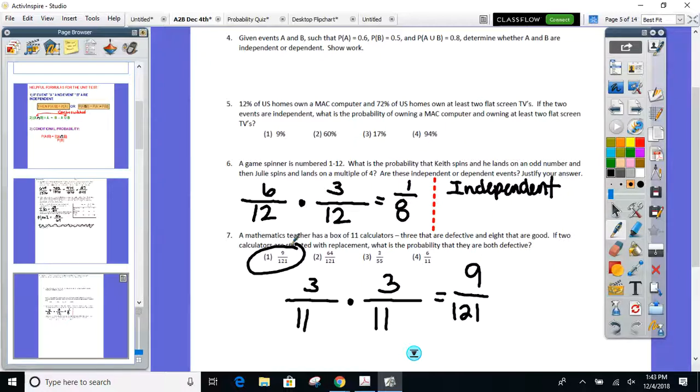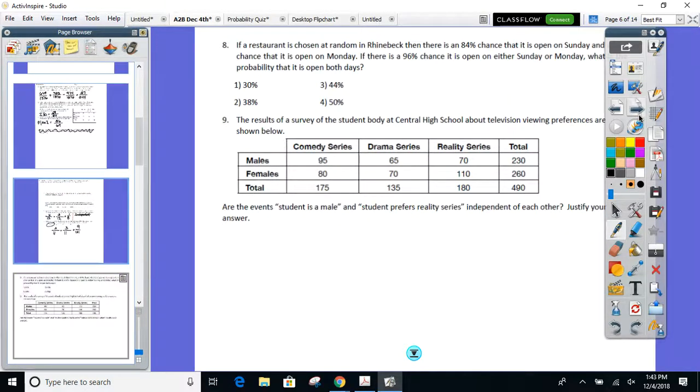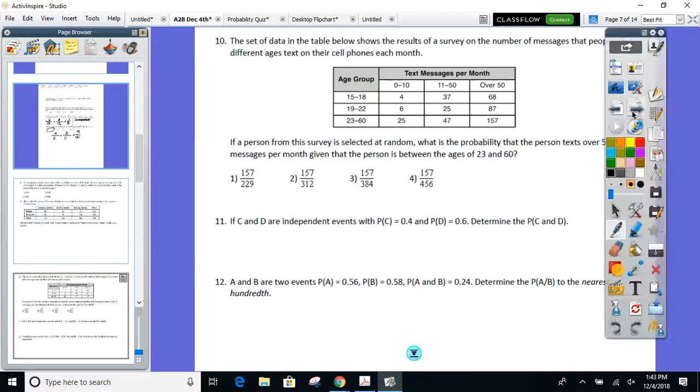Ready? Anything else? I did not want to do anything on that page. Oh, I did want to do number 10 with you, though. Just like I had to do that one with calculator, you guys can do the next day.